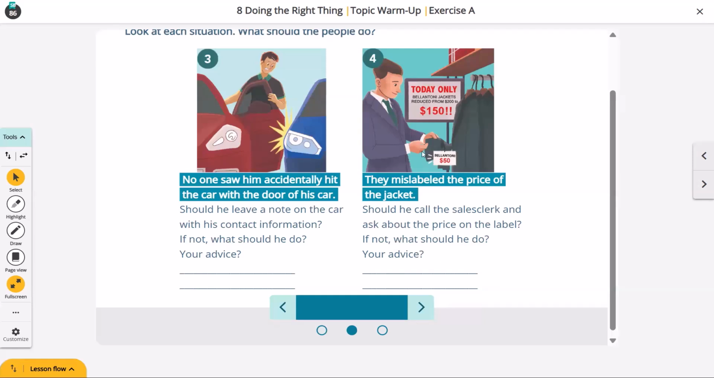So, any volunteer who would like to tell me about this? The mislabeled price of the jacket. So, Carla, please tell me. I think he should ask for a sales clerk just in case, because even if he doesn't ask, in the end he's going to pay what he has to pay and not the mistake that maybe they made on this ticket.